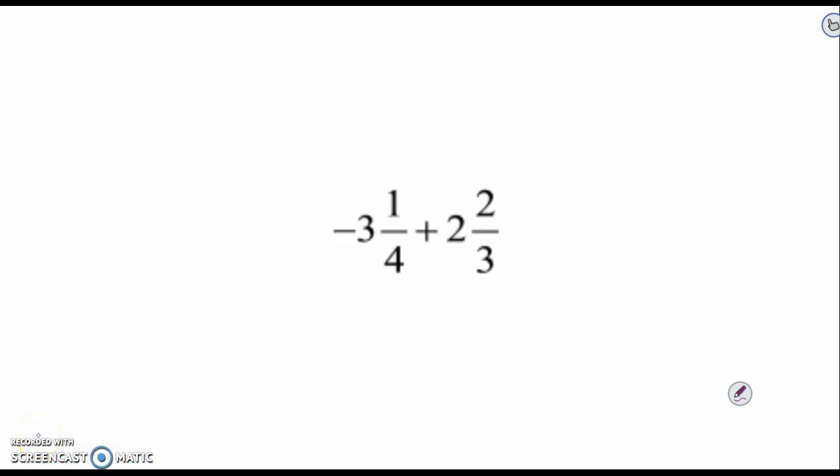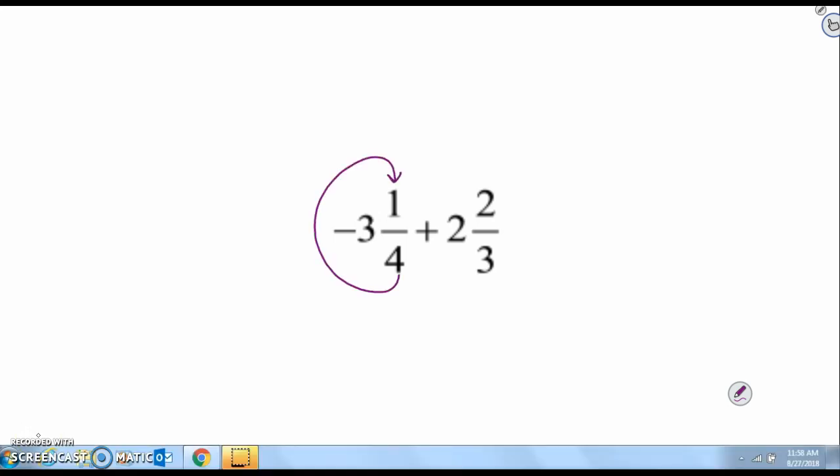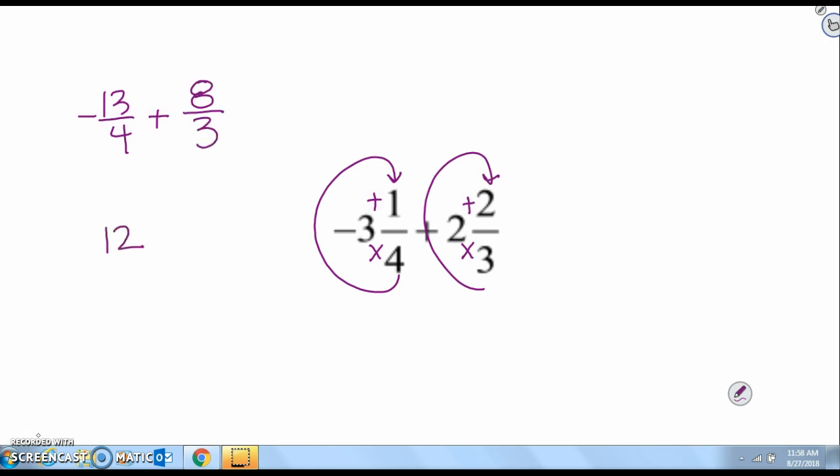Here we have an addition problem with mixed numbers. Our first step is to change our mixed numbers into improper fractions. 4 times 3 is 12, plus 1 is negative 13/4. Plus 3 times 2 is 6, plus 2 is 8/3. My least common denominator is going to be 12. 4 times 3 is 12, so I'll multiply 13 by 3, which gives me 39. 3 times 4 is 12, so I'll multiply 8 times 4, which gives me 32.